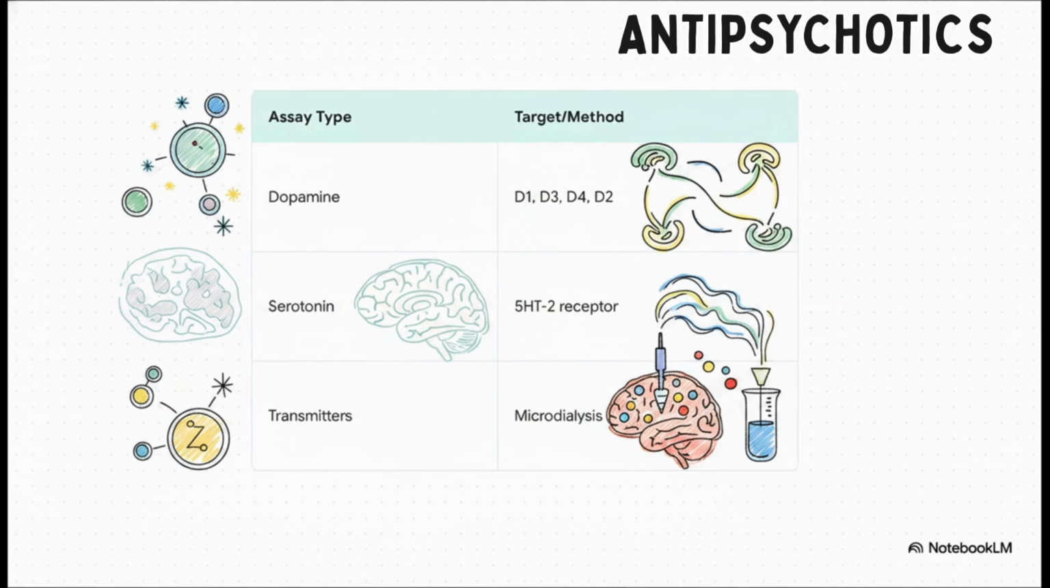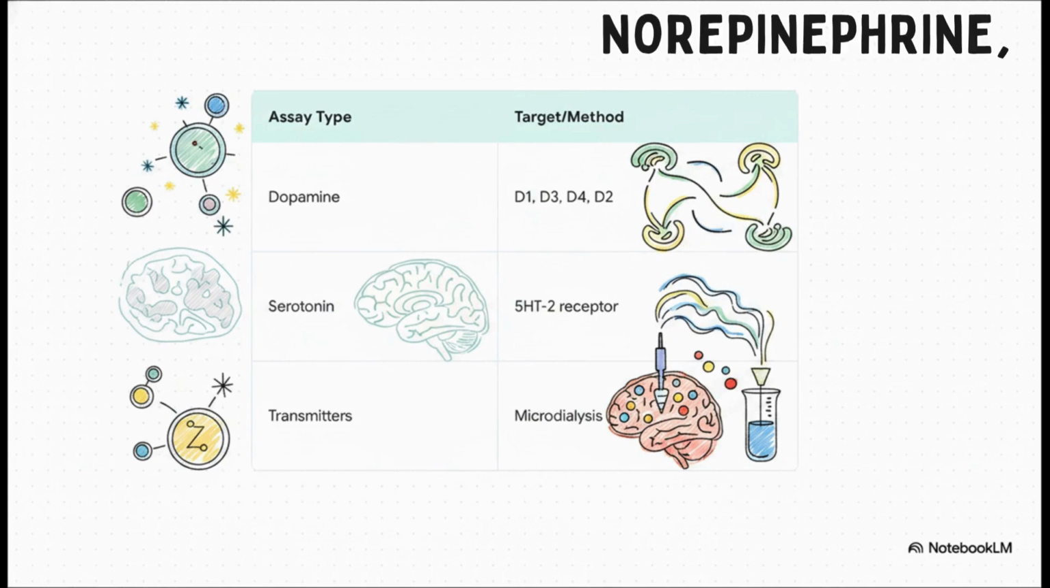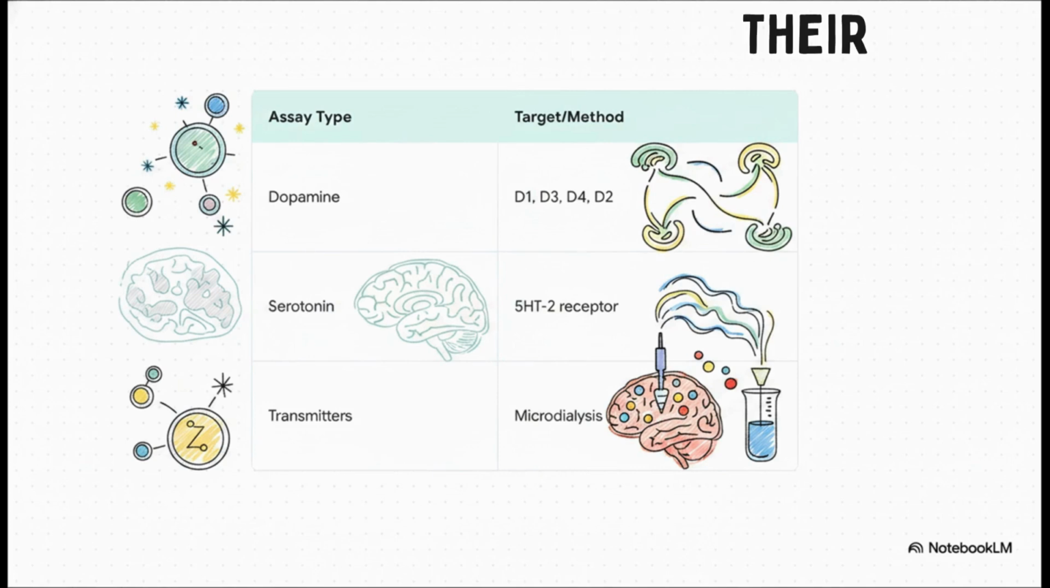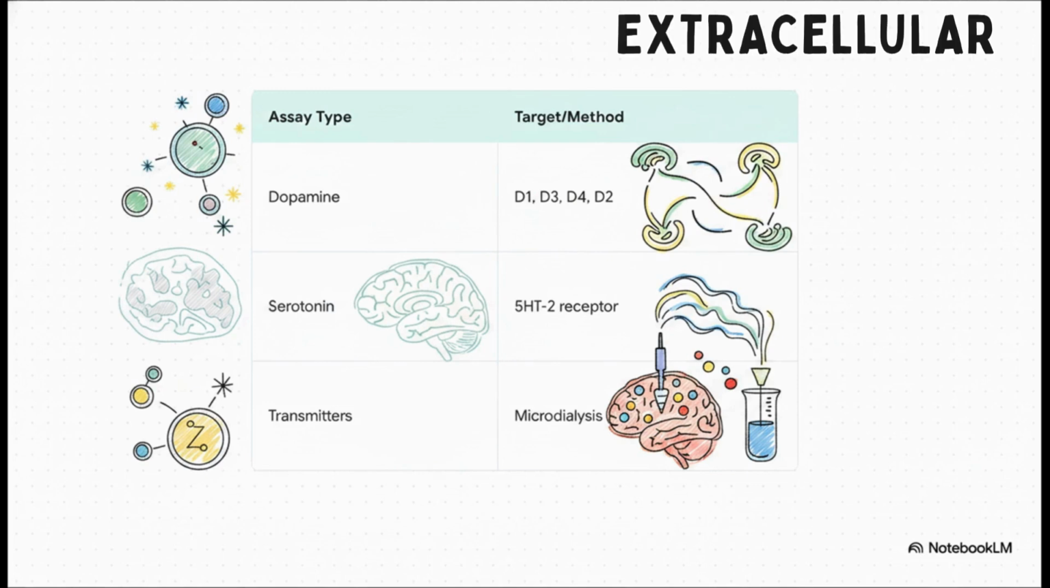Because newer atypical antipsychotics act heavily on serotonin, testing 5-HT2 receptor binding using tritiated spiperone is also essential. Beyond just binding, we can actually measure the physical levels of neurotransmitters like dopamine, norepinephrine, and serotonin, and their metabolites simultaneously. And for advanced techniques, you can mention intracranial microdialysis, which lets us measure neurotransmitter fluctuations in the extracellular fluid of a living brain in real time.